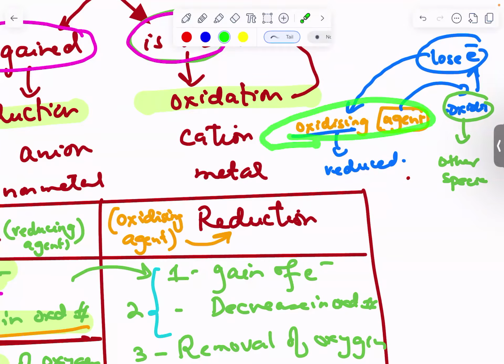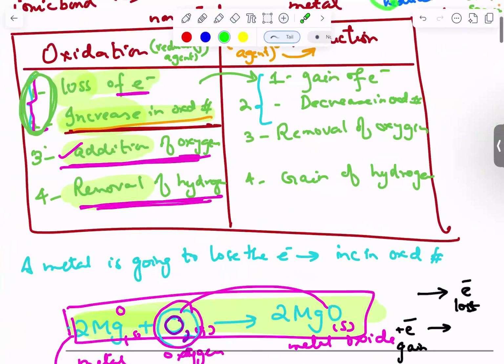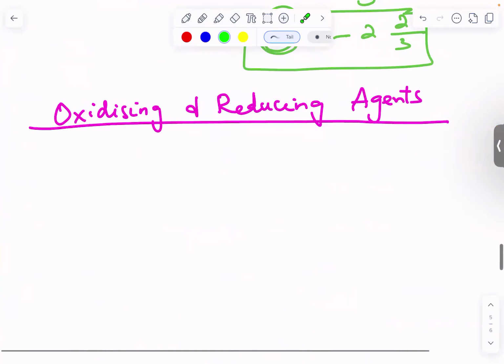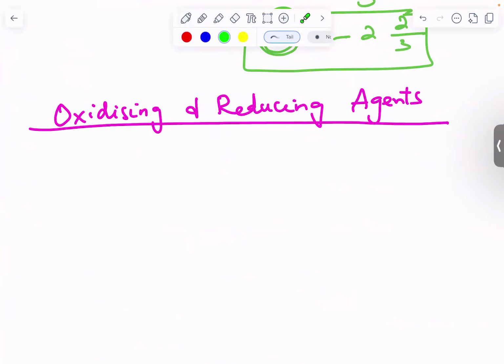An oxidizing agent is an agent which compels the other species to get oxidized. When that species is oxidized, it loses electrons, and those electrons will be taken up by the oxidizing agent to get reduced, right? Now I'll show you about the oxidizing and reducing agent. So have a look.